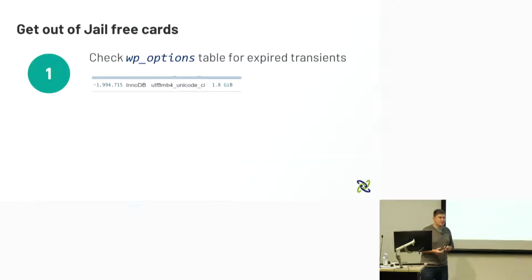First one is always check your WP options table, especially for expired transients. This isn't the worst example we've seen, it's just one I saw in the last week, so I could take a screenshot of it. WordPress obviously stores information, WooCommerce has transients, and in this instance, it has stored nearly 2 million rows in the WP options table. So every time you're loading a page, it's having to load this information in, causing enormous performance issues for the website.